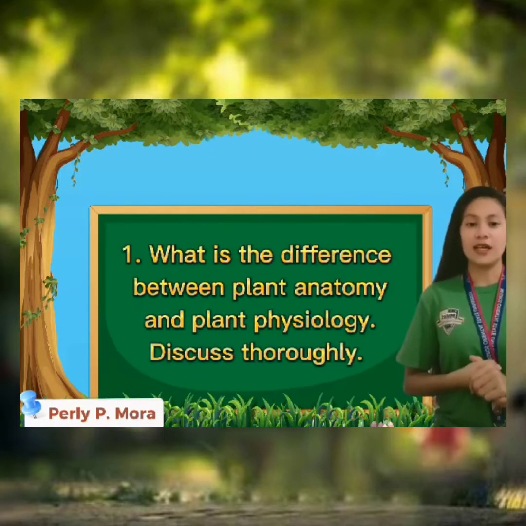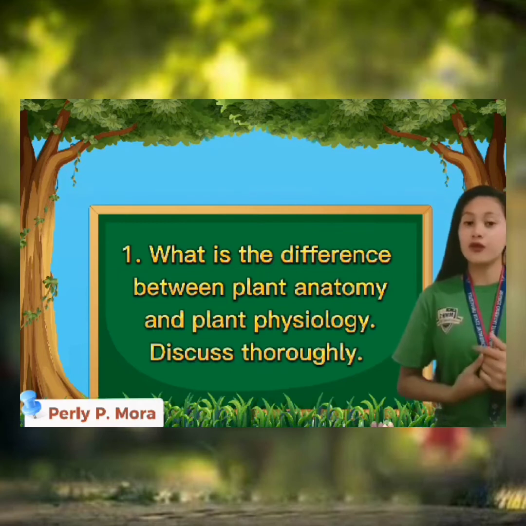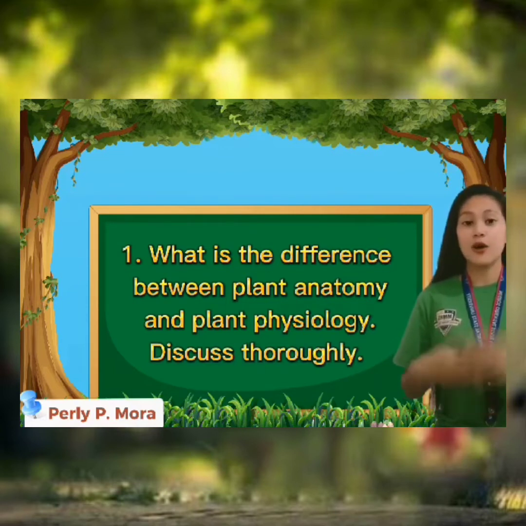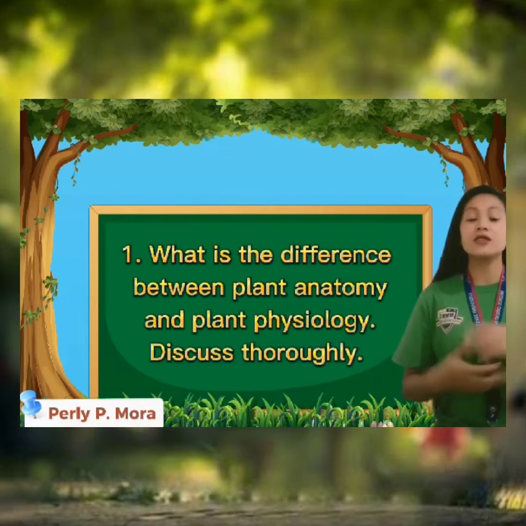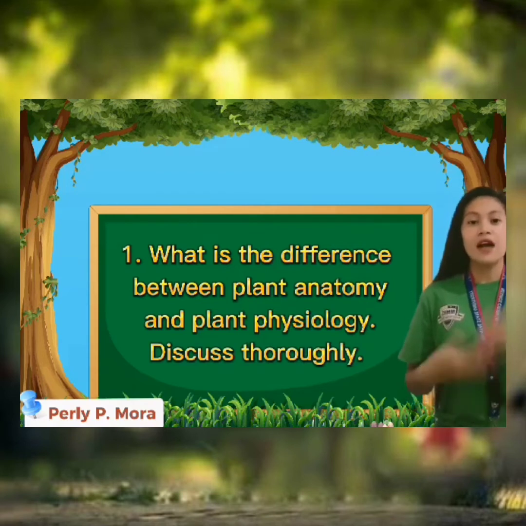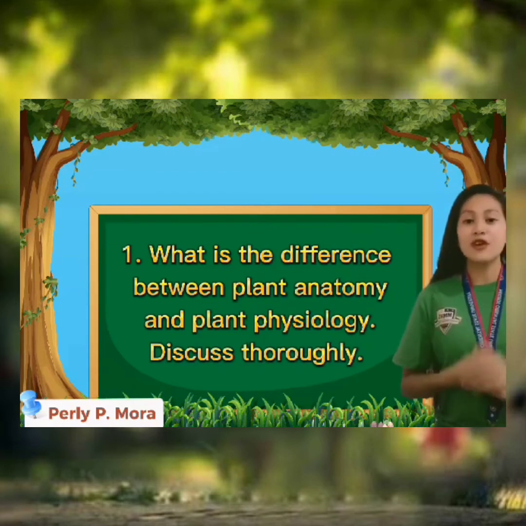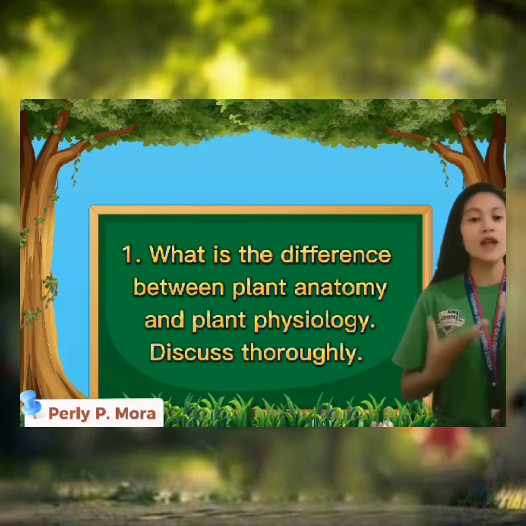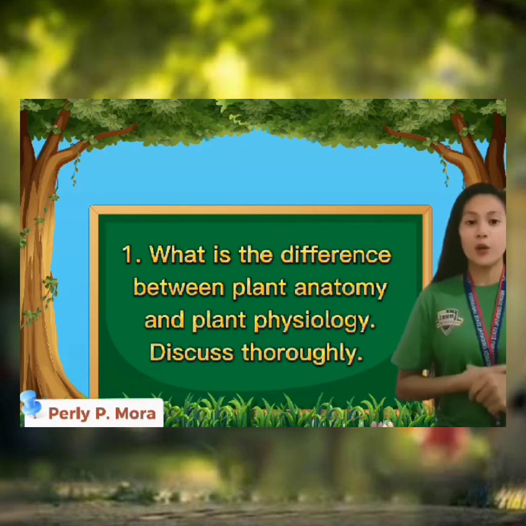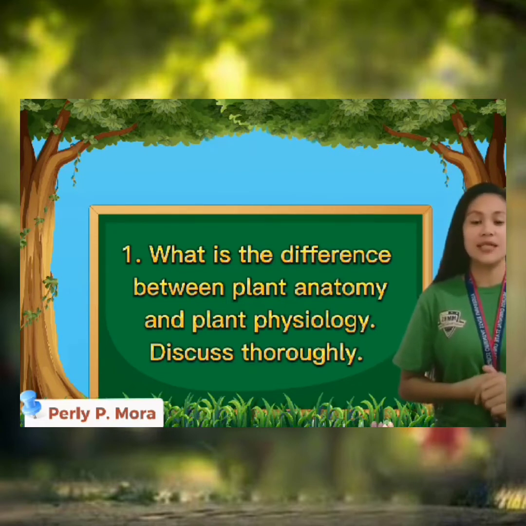Discuss thoroughly. The main difference between plant anatomy and plant physiology is the focus of their study. Plant anatomy studies the detailed internal structure of plants at the cellular and molecular level and their functions. This is very useful in determining the classification of the plant, together with identifying ways these structures can be used in industry and medicine.